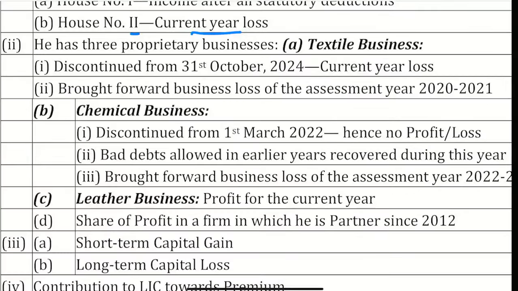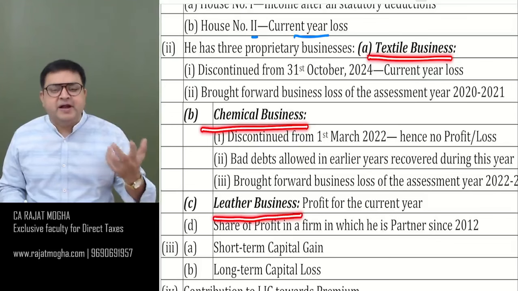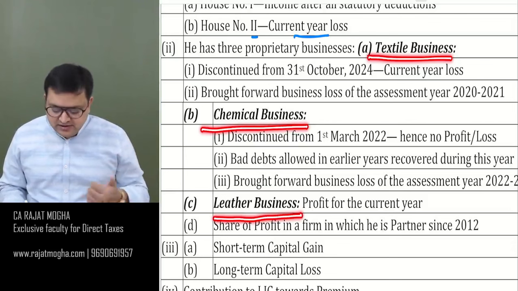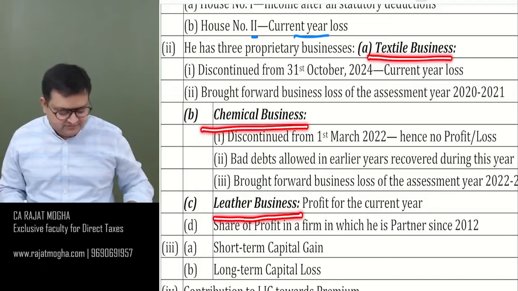Then second point, it says he has 3 proprietary businesses. Textile business A, chemical business B, leather business C. So he has 3 proprietary. Proprietary means he is an individual. He is the sole owner. He is having 3 businesses, textile, chemical and leather. Let us see what's there in this business.